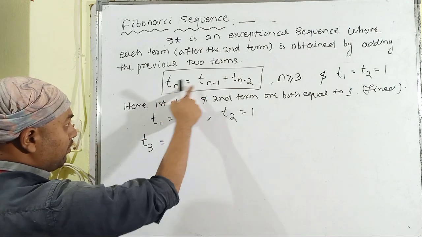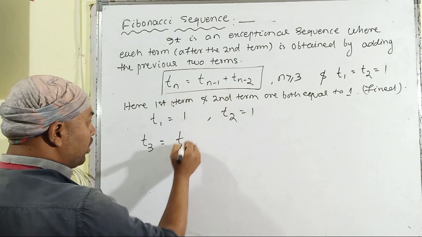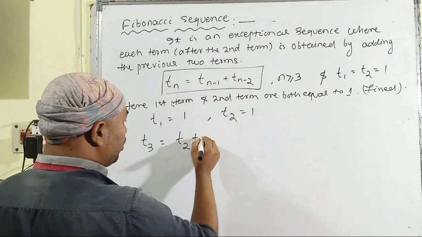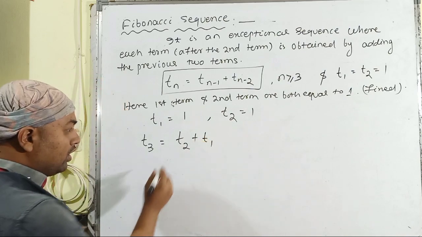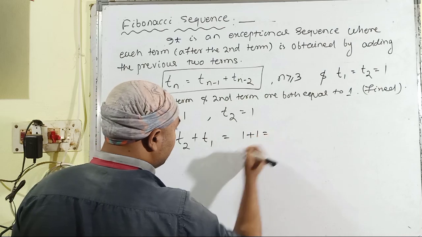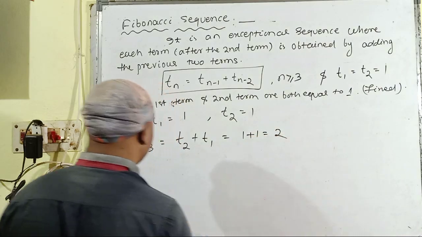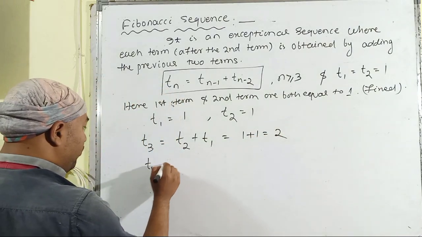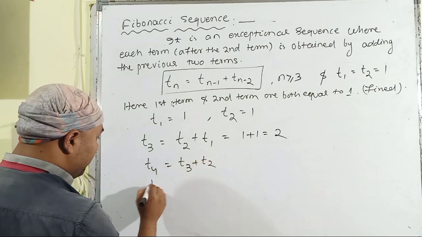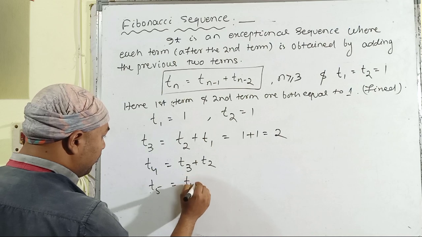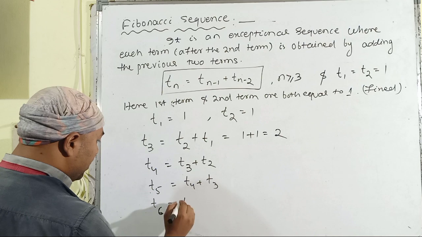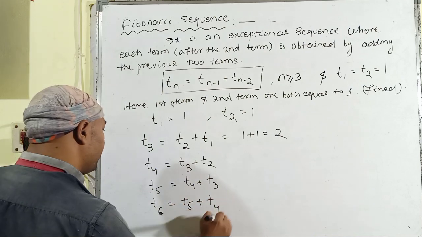T3 is T2 plus T1, and the values of T2 and T1 are both 1, so 1 plus 1 is equal to 2. Then T4 can be determined by T3 plus T2. Similarly, T5 is T4 plus T3, and T6 is T5 plus T4.